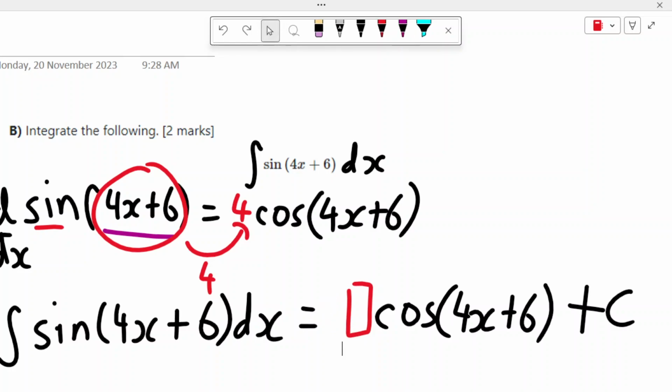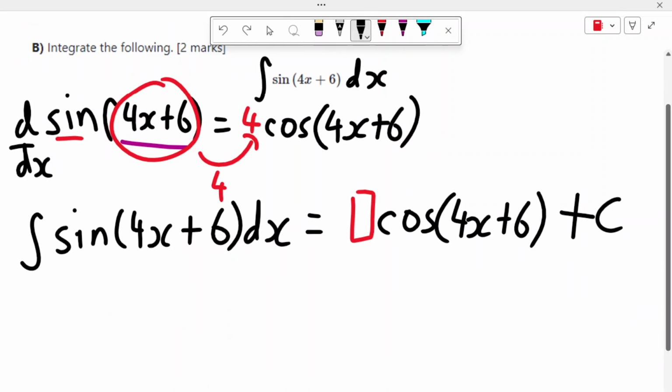How do we know if it's going to be a plus or if it's going to be a minus? We can write this little thing here.